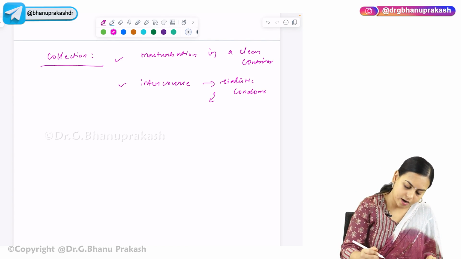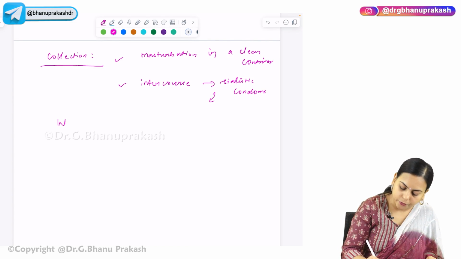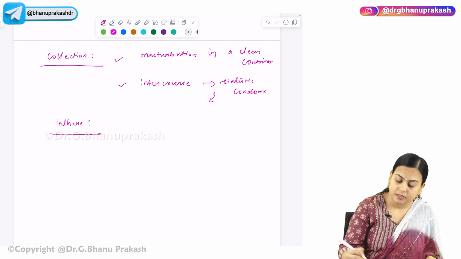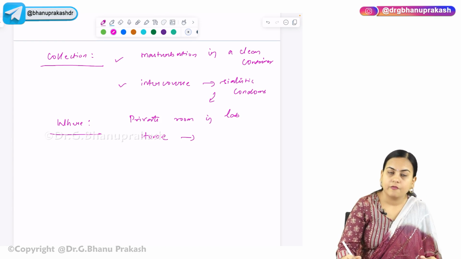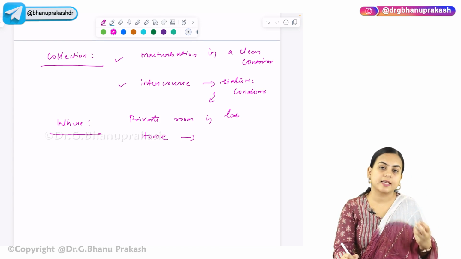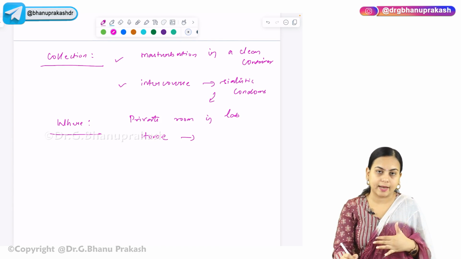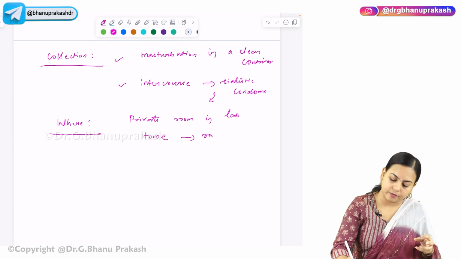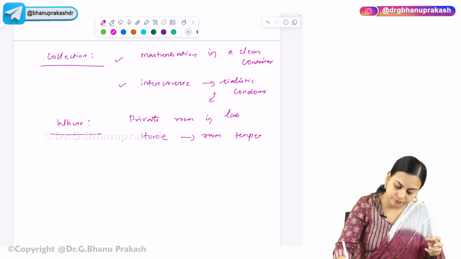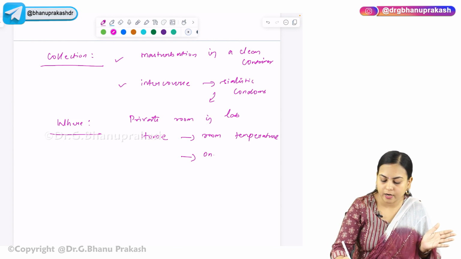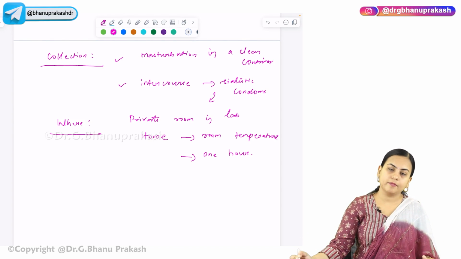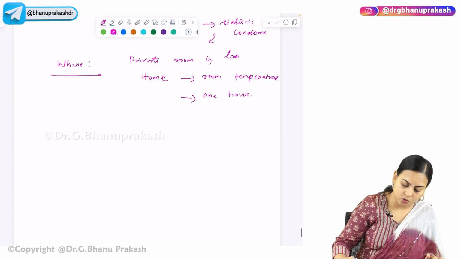Okay. And the next one is where you can do it. It can be done in a private room, in a laboratory or at home itself, but when transporting the semen sample from home to the lab, it should be transported at room temperature and the sample should be brought to the lab within 1 hour after ejaculation. Okay, so these are the criteria if it is done at home.